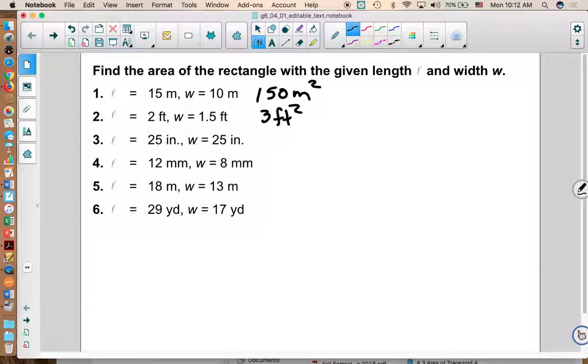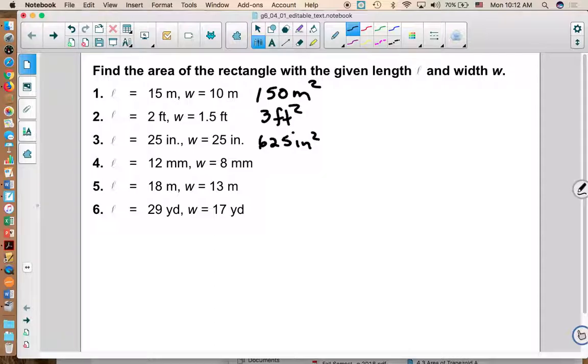What about 25 inches by 25 inches? What's the area of a rectangle? 25 by 25. What's it going to be there, Braden? 625 inches squared. Does anybody not know where these numbers are coming from? You're multiplying what there, Miss Kaylee? Good. Your width times its height.